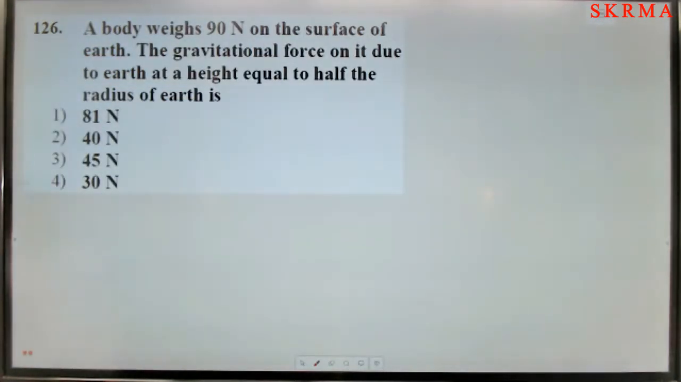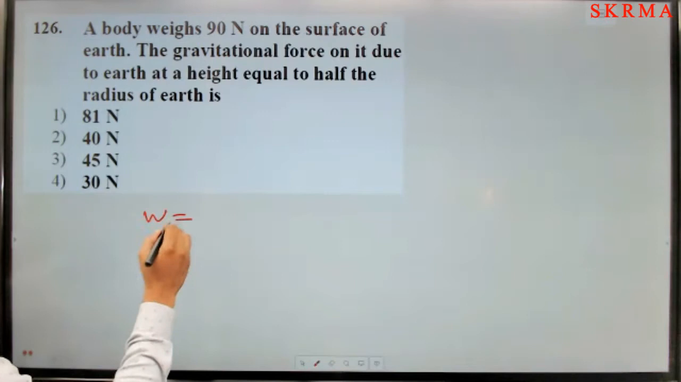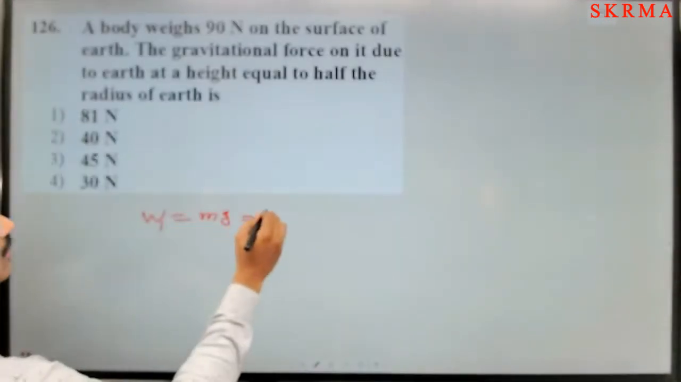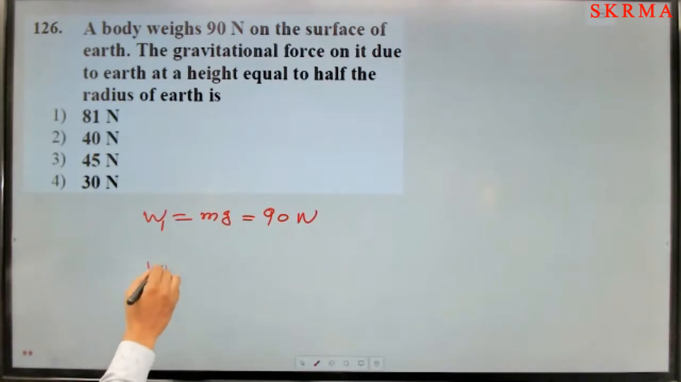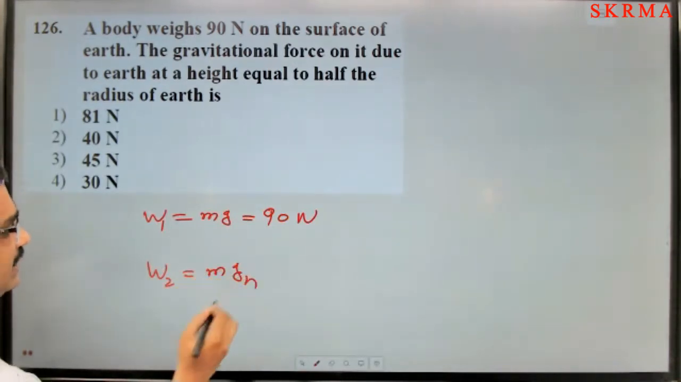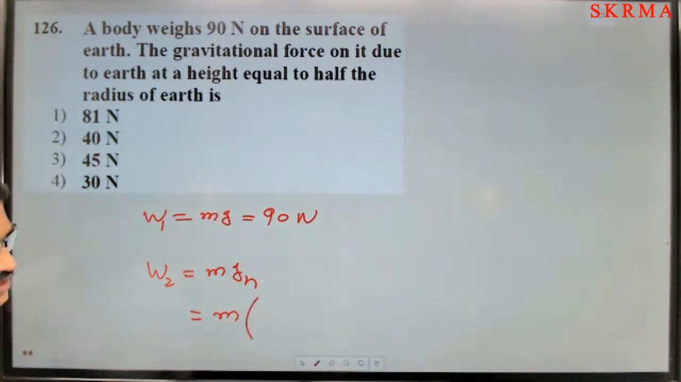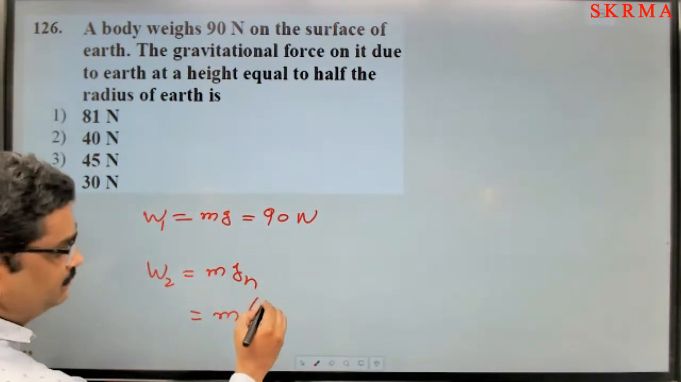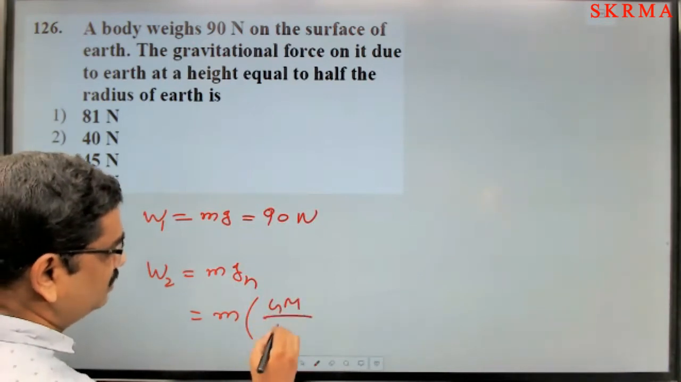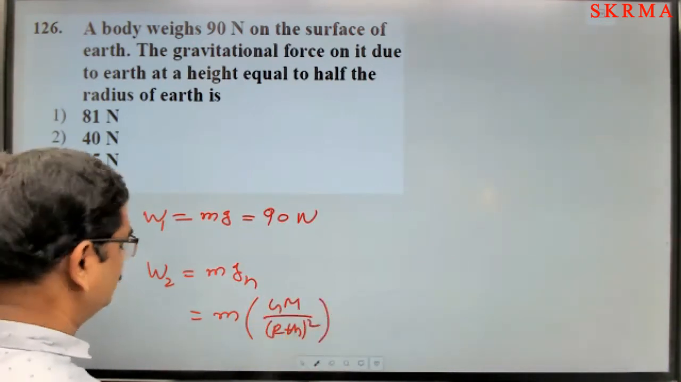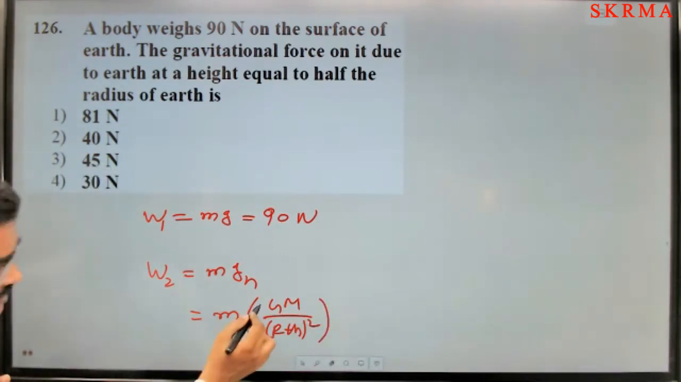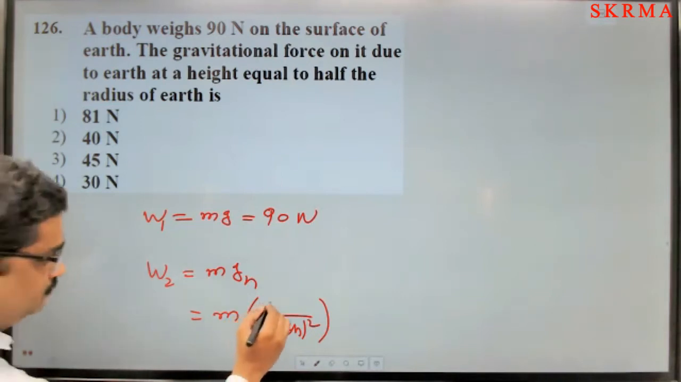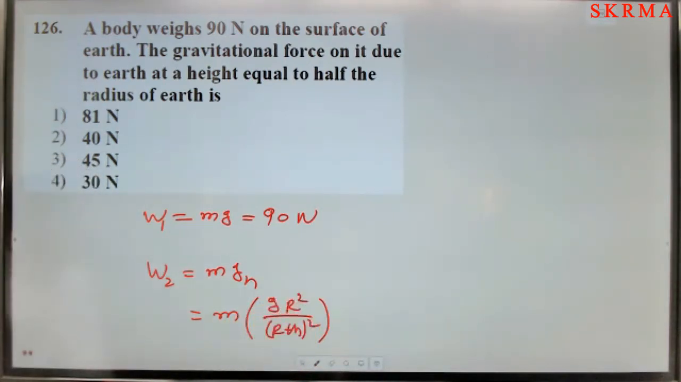Next, the body weighs 90 Newton on the surface of the earth. The gravitational force on it due to the earth at a height equal to half of the radius of the earth is. So weight on earth surface is mg, that equals 90 Newton. Next, weight at a height h, m into g at height h. What is the acceleration due to gravity at a height h? That is GM by R plus h whole square, or we can write the same equation as g into R square by R plus h whole square.